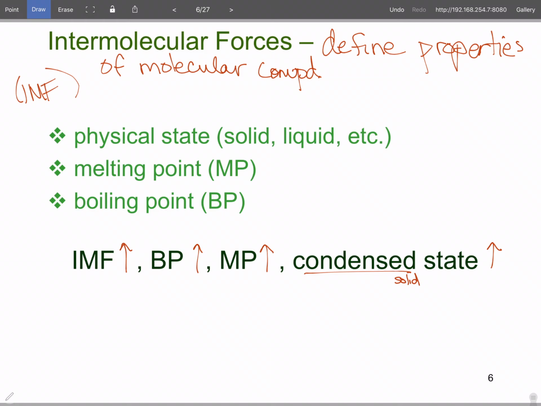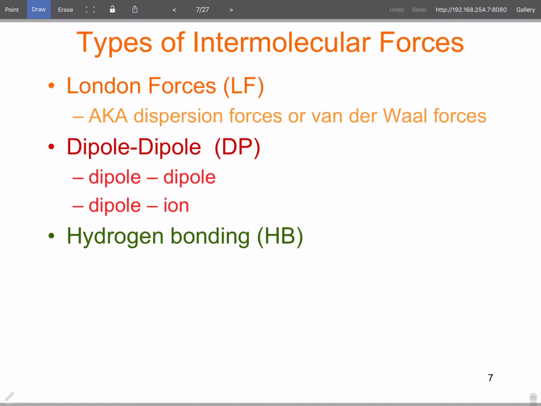So, what types of intermolecular forces are there? Well, there are three types. London forces, LF, also known as dispersion forces or van der Waals forces.